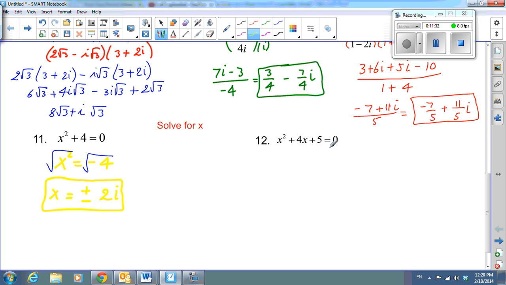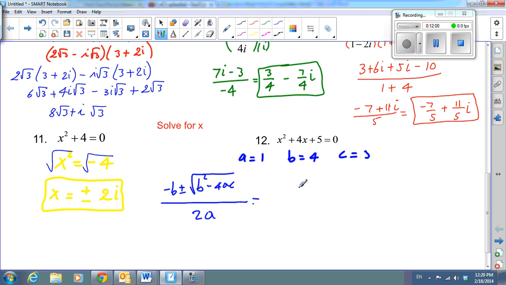For the next one, I have x squared plus 4x plus 5 equals 0. I will go ahead and use my quadratic formula. In my quadratic formula here, a is equal to 1, b is equal to 4, and c is equal to 5. I will use the formula that says negative b plus or minus the square root of b squared minus 4ac, all over 2a. Well, this one would be negative 4 plus or minus square root of b squared would be 16 minus 4 times a here is 1, c is 5, over 2a, meaning 2 times 1.